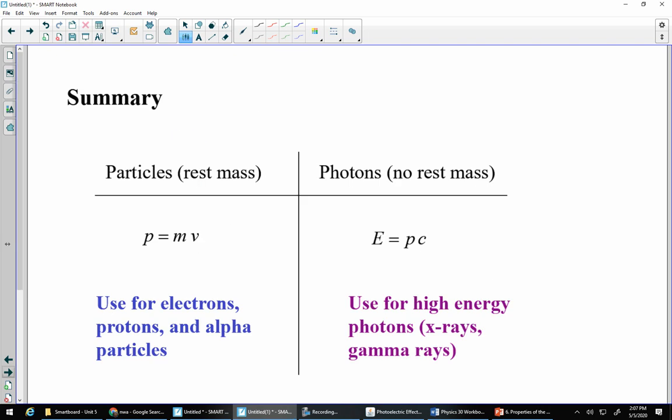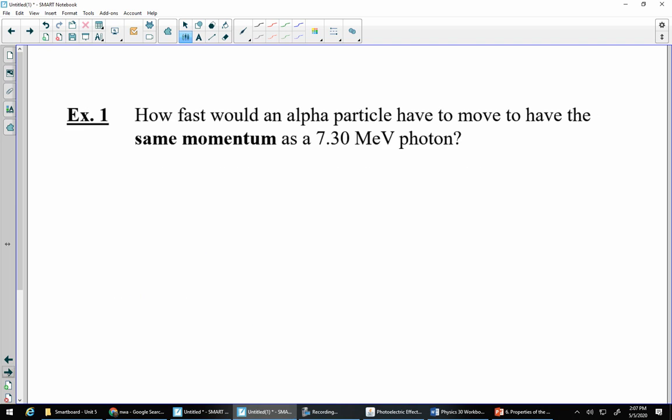So in summary, if we're ever dealing with particles, things that have an actual rest mass, so you can hold them still, they still have a mass, we use momentum, it's mass times velocity. So protons, alpha particles, electrons, trucks, you name it, p = mv. For high energy photons like X-rays and gamma rays, we use E = pc, and we just saw how we could expand on that a little bit. So check out a quick example here.